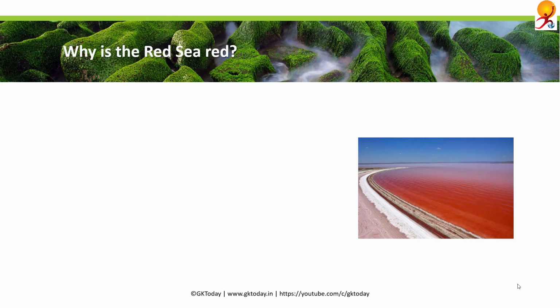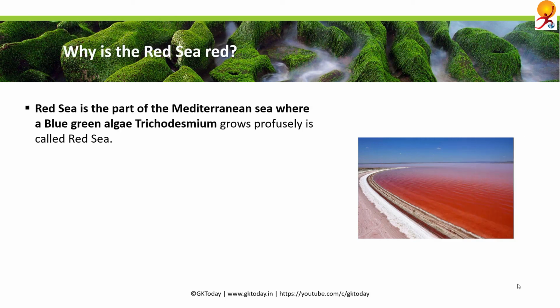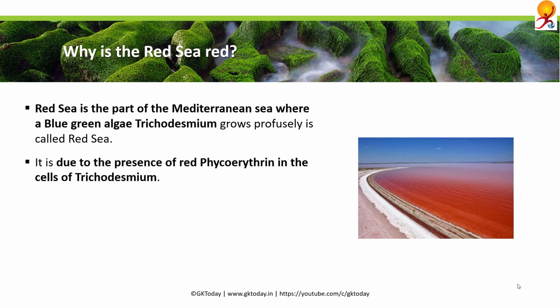Why is the Red Sea red? The Red Sea is part of the Mediterranean Sea where a blue-green algae, Trichodesmium, grows profusely. Due to the presence of red phycoerythrin in the cells of Trichodesmium, the sea appears red.